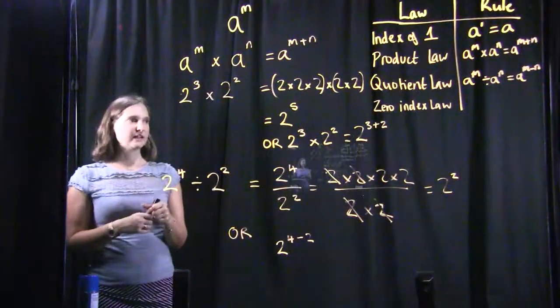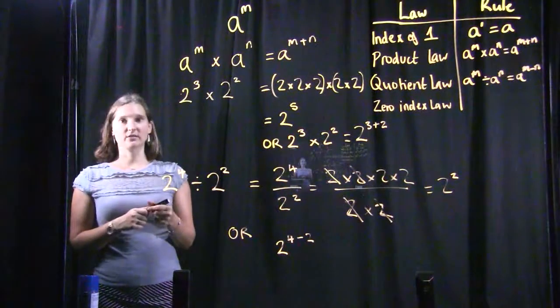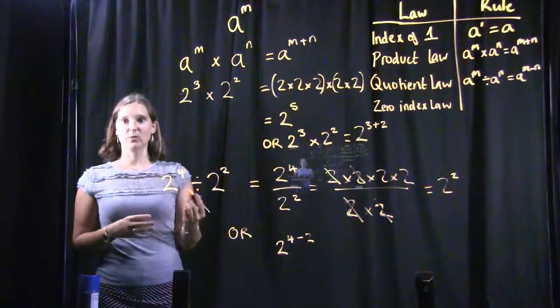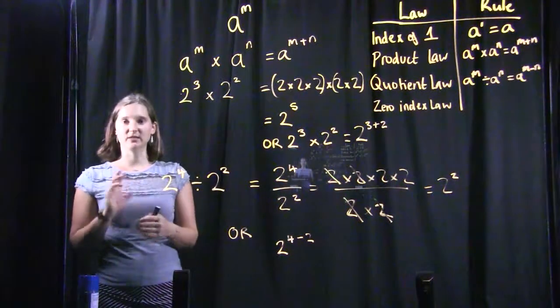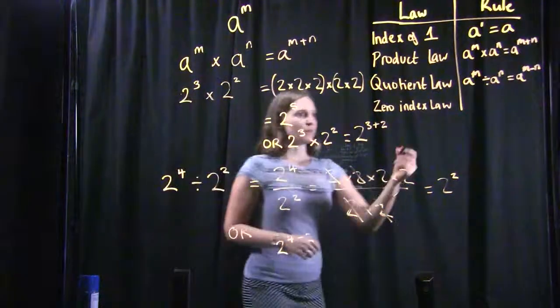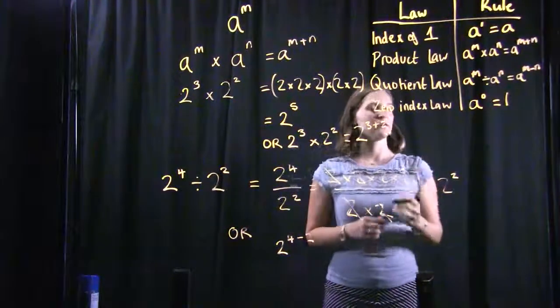The last one we're going to look at is the zero index law. The zero index law states that anything to the power of 0 is equal to 1. Again, I urge you to do this with at least 3 different examples on your calculator, just to prove it to yourselves. But the general law, a to the power 0 is equal to 1, always.